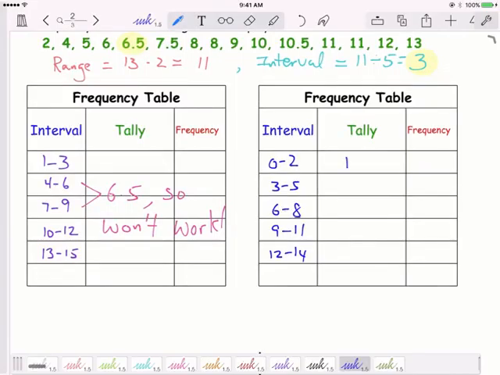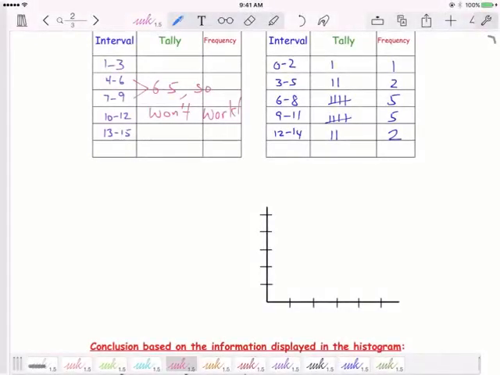Now, there's 1 data value that goes into 0 to 2. There are 2 data values that go into 3 to 5. There are 5 data values that go into 6 to 8. There are also 5 data values that go into 9 to 11. And there are 2 data values that go into 12 to 14. Now, let's graph the frequency table.